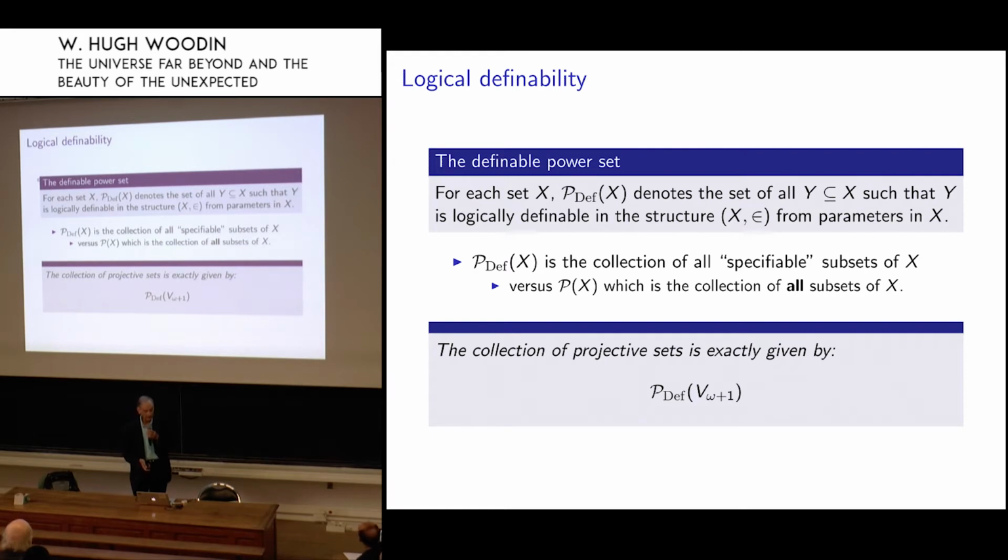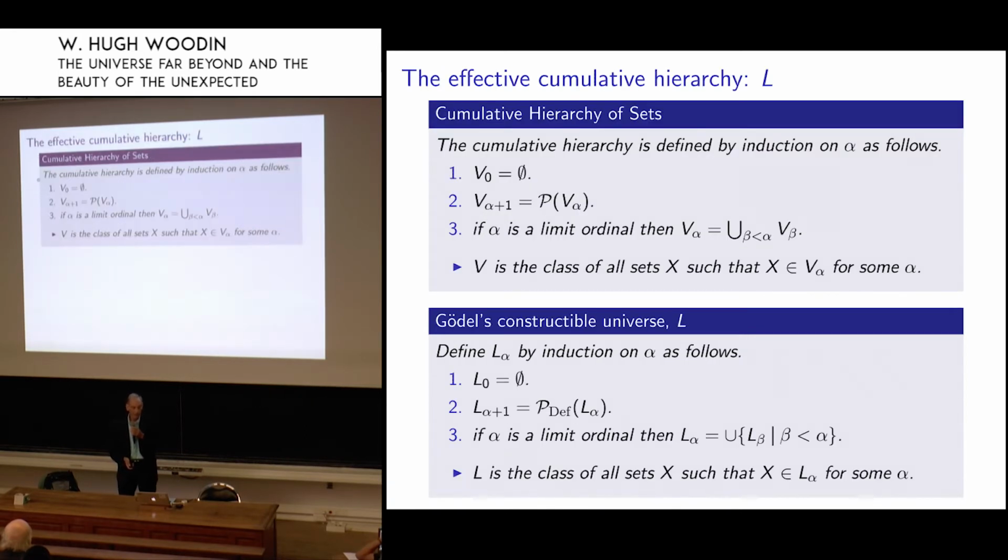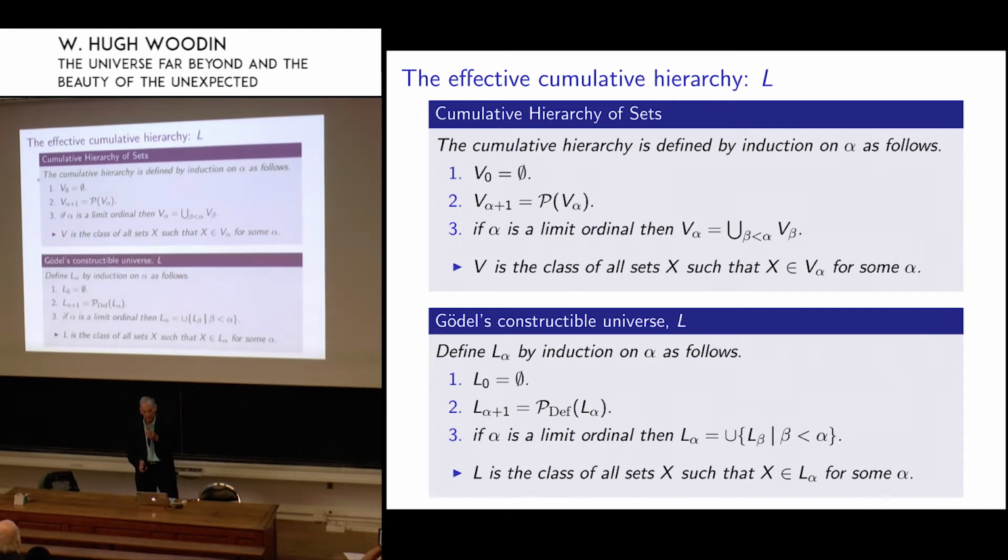Now, the collection of projective sets, as I defined it, is exactly the definable power set of V omega plus 1. Okay, so remember, we had the cumulative hierarchy of sets, where we iterated the power set operation, and that gave us all sets. But now we have a restricted power set operation. What happens if we iterate that? Well, that's what Gödel did in defining L, Gödel's constructible universe. You define L alpha by induction on alpha. You start the same way as V alpha: L0 is the empty set. But at a successor step, you don't take the full power set, you just take the definable power set. And at limit stages, you just collect. And then what we've defined is a class of sets, and that's called L.